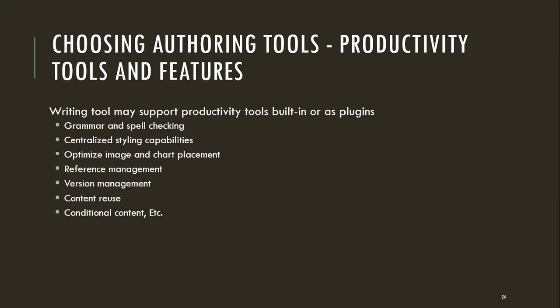Then productivity tools and features. A writing tool may support productivity tools built in or as plugins. So it can be either way. The grammar and spelling checking, centralized styling capabilities, optimized image and chart placement, reference management, version management, content reuse, conditional content, and etc.